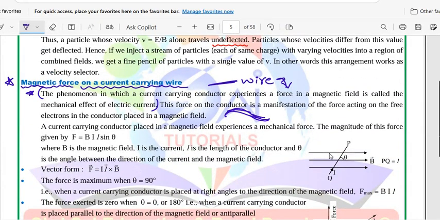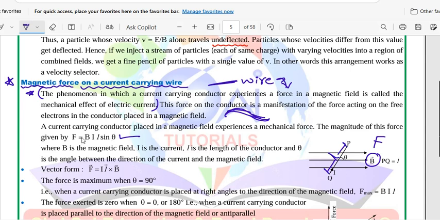Suppose you consider a current carrying conductor that is placed in a magnetic field. This conductor experiences a mechanical force. The magnitude of this force is given by, for the wire PQ which has some length L.